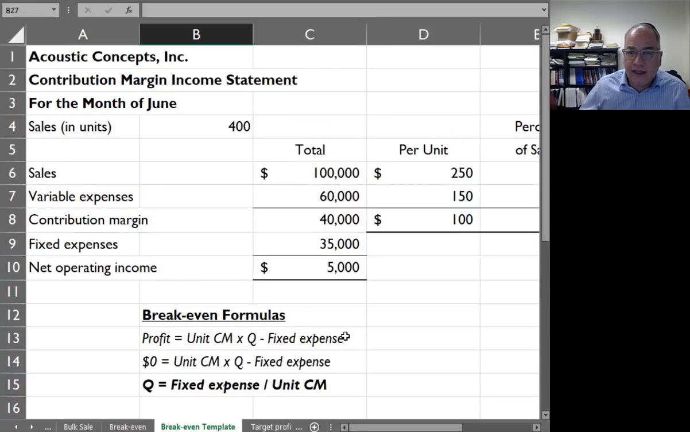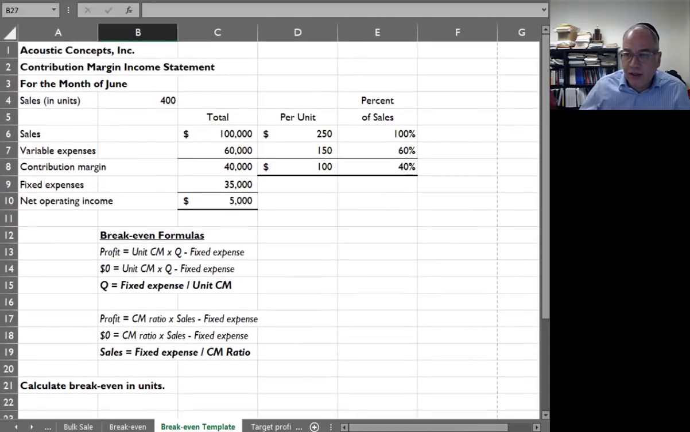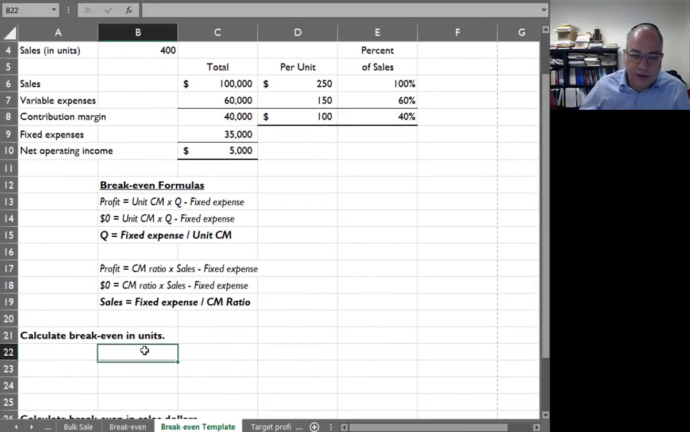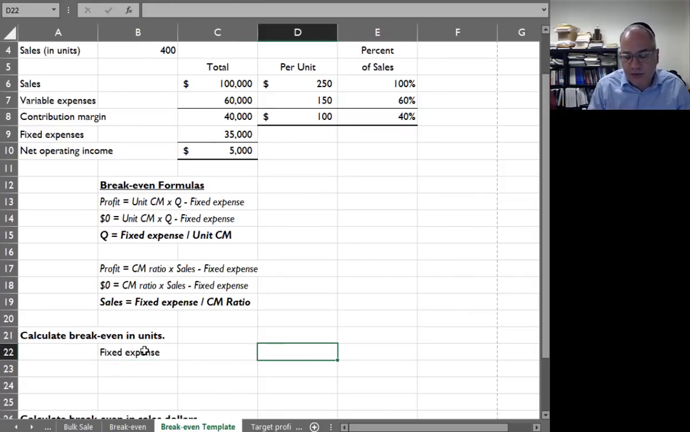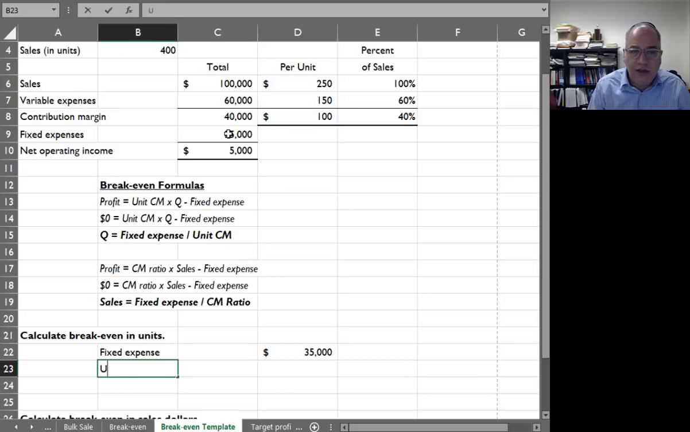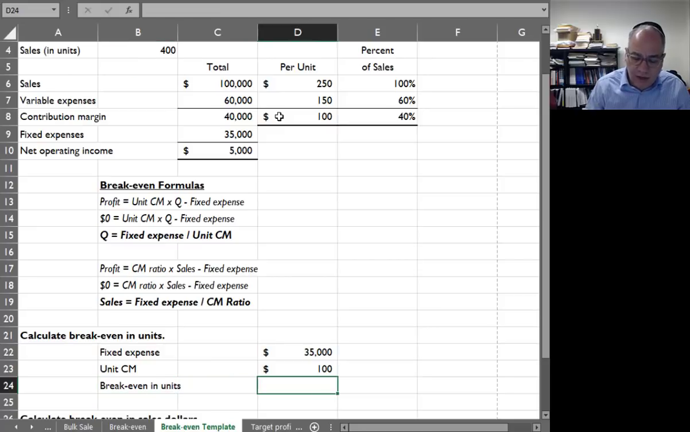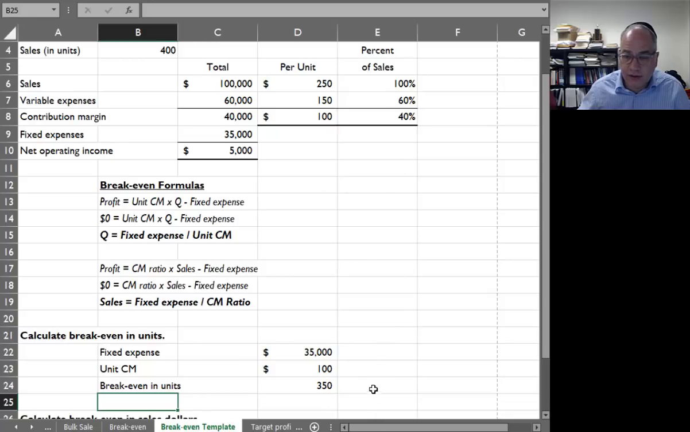So if we would take this problem and calculate the break-even point in units, we would want to know the fixed expense, and it's easy enough to remember. It's just fixed expense divided by unit contribution margin. Fixed expense here is $35,000, and the unit contribution margin is $100 a unit. So therefore, I would get break-even in units of 35,000 divided by 100, or 350 units.